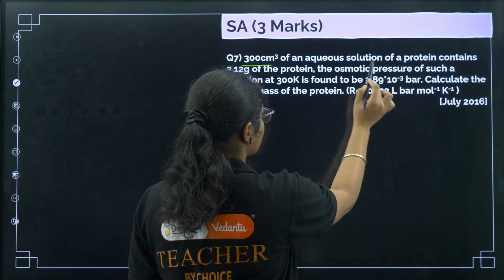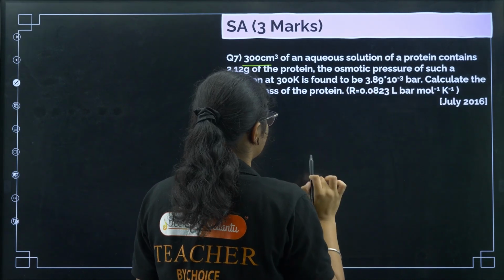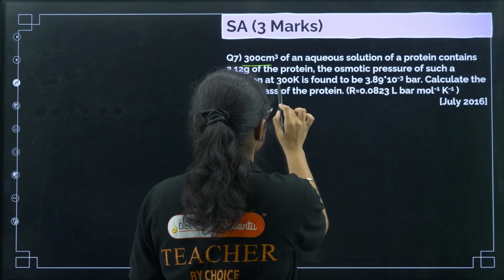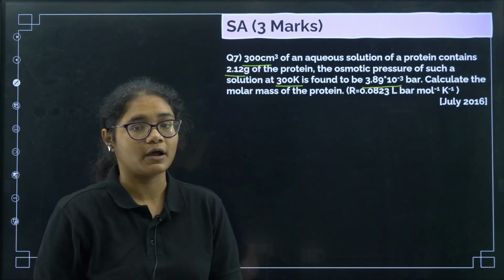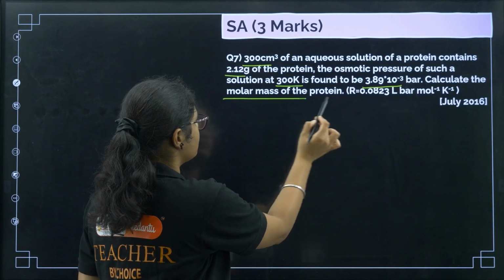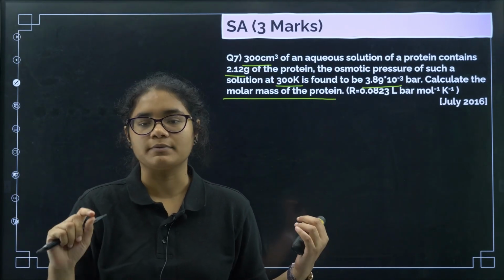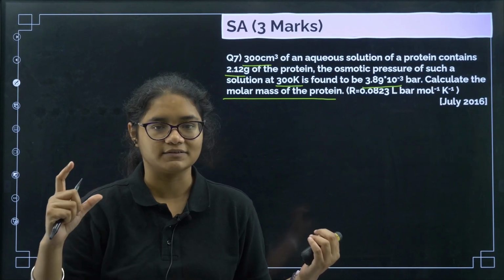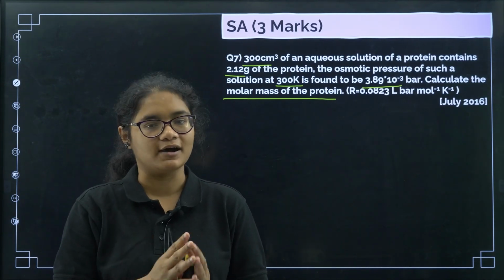Next question. 300 centimeter cube of an aqueous solution of a protein contains 2.12 gram of the protein. The osmotic pressure of such a solution at 300 Kelvin is 3.89 into 10 to the power of minus 3 bar. Calculate the molar mass of the protein. So you see, whatever questions are asked from the colligative properties are asked to calculate the molar mass. So please practice such questions. This type of questions will be definitely asked in your exam.